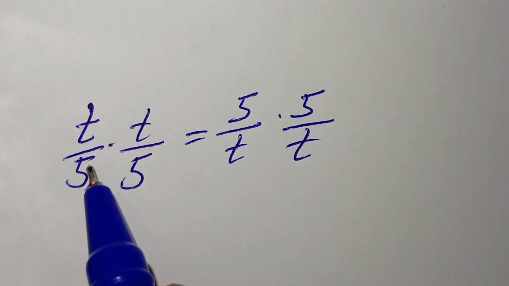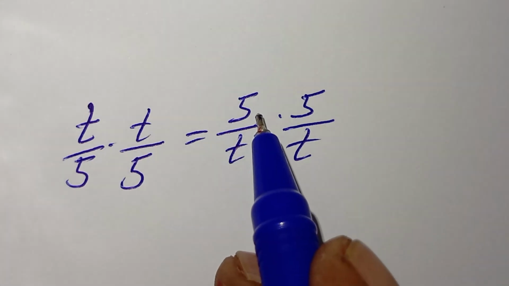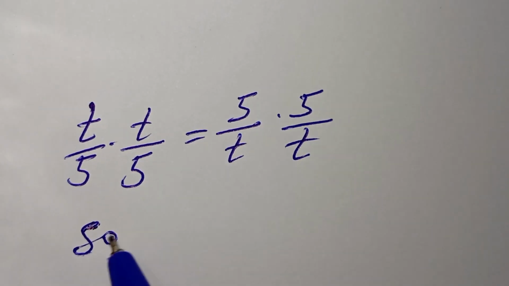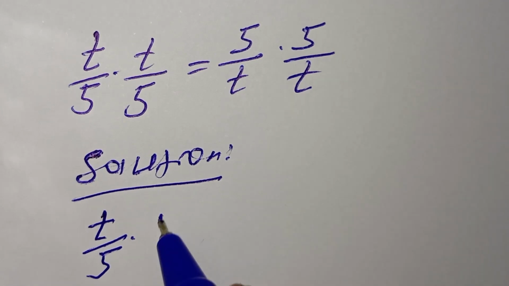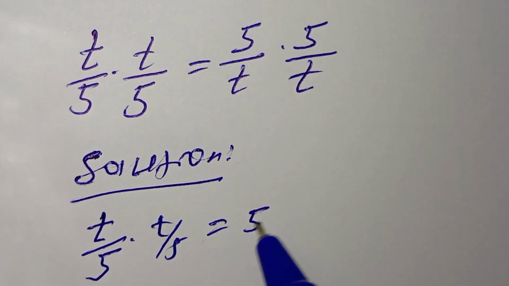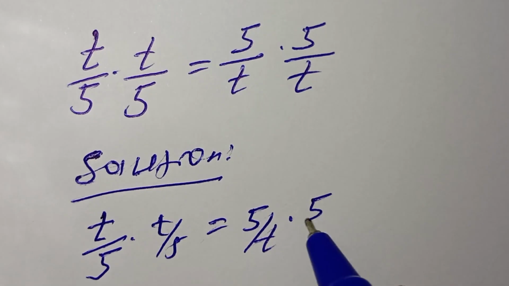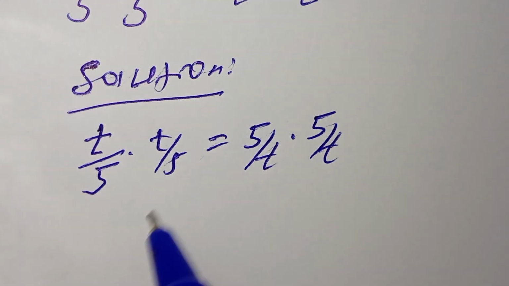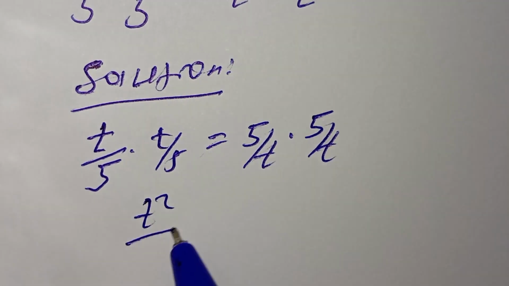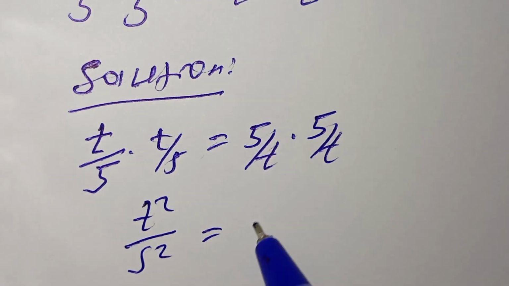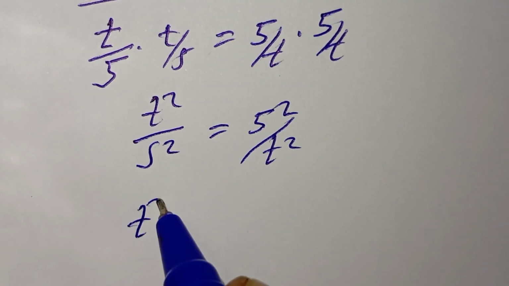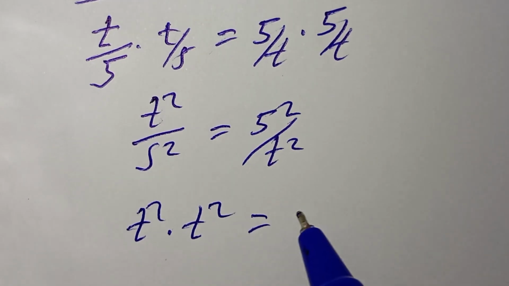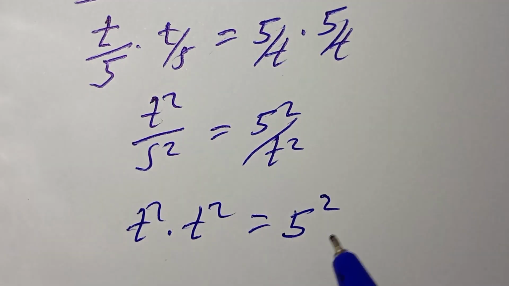Here is the second question. How to solve this t? t over 5 times t over 5 is equal to 5 over t times 5 over t. So the solution: t over 5 times t over 5 is equal to 5 over t times 5 over t. Multiply by t square: t square times 5 square is equal to 5 times 5 square over t square. Now this t square multiplies by this t square, t to the power of 4, is equal to 5 square times 5 square.